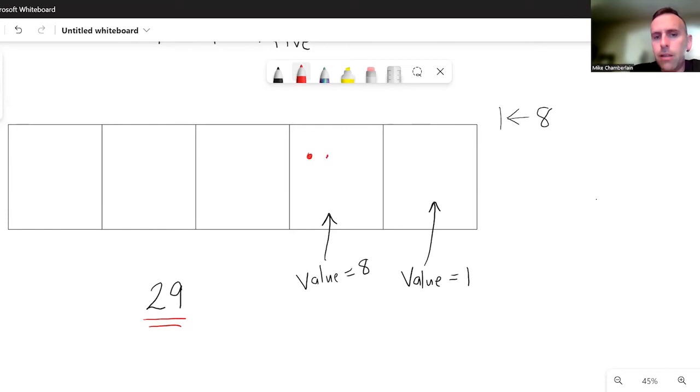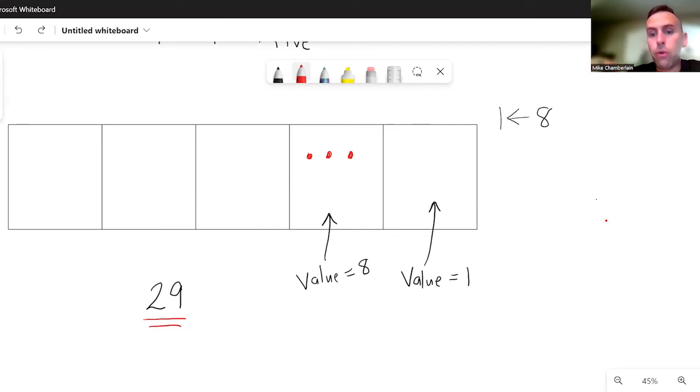8, 16, 24, 32. Okay, that's too much, right? If I count by 8s, I only wanted to go to 29. So I'll undo that last dot. So there's 3 dots in there because 8 times 3 is 24, or you can count 8, 16, 24.